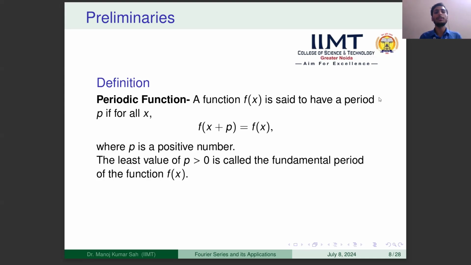Here in the case of mathematics, what do you see? Periodic function. A function f of x is said to have a period p if for every x, f of x plus p equals f of x. It means that if you add any constant p to x, you will get the same result, where p is a positive number. The smallest value of p greater than 0 is called the fundamental period of the function f of x.